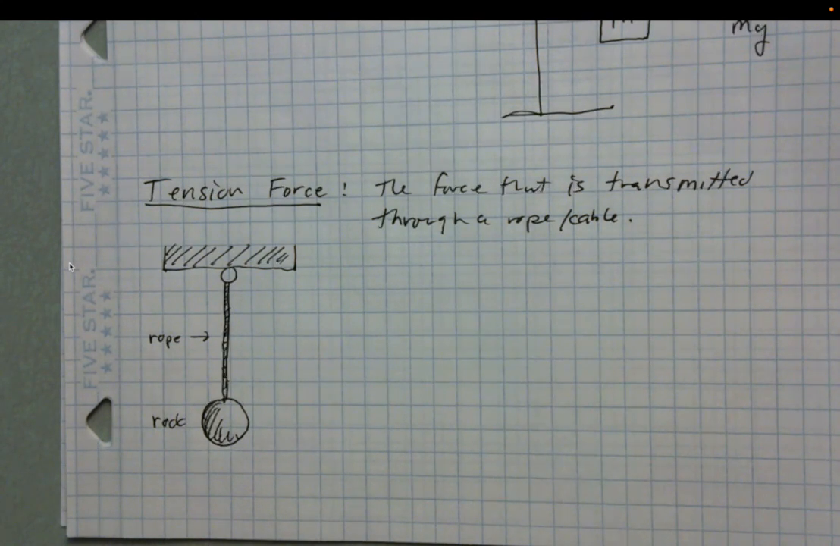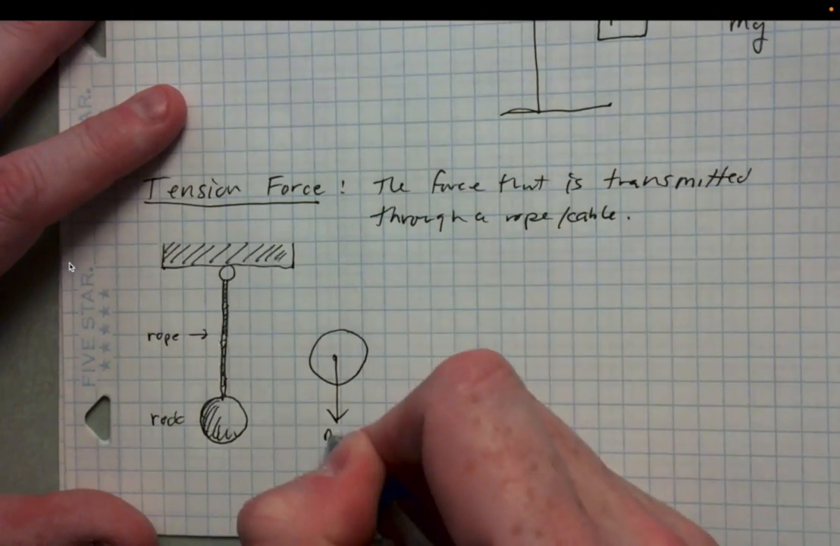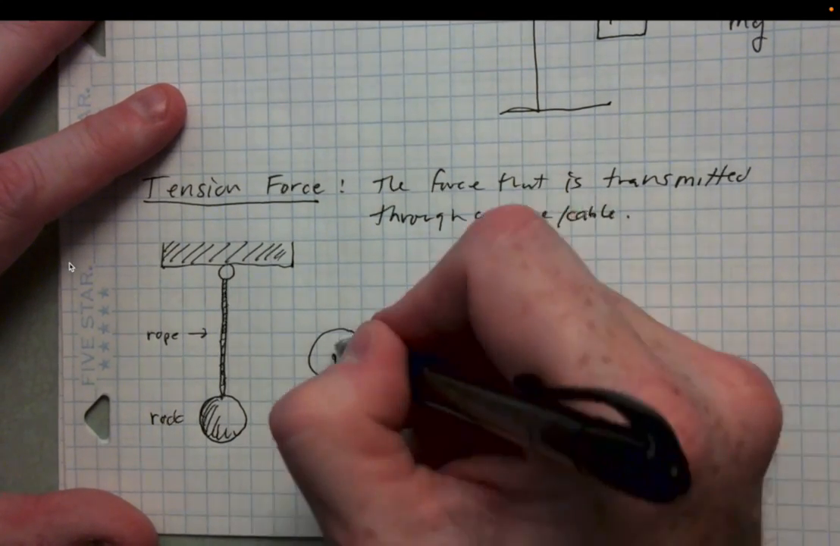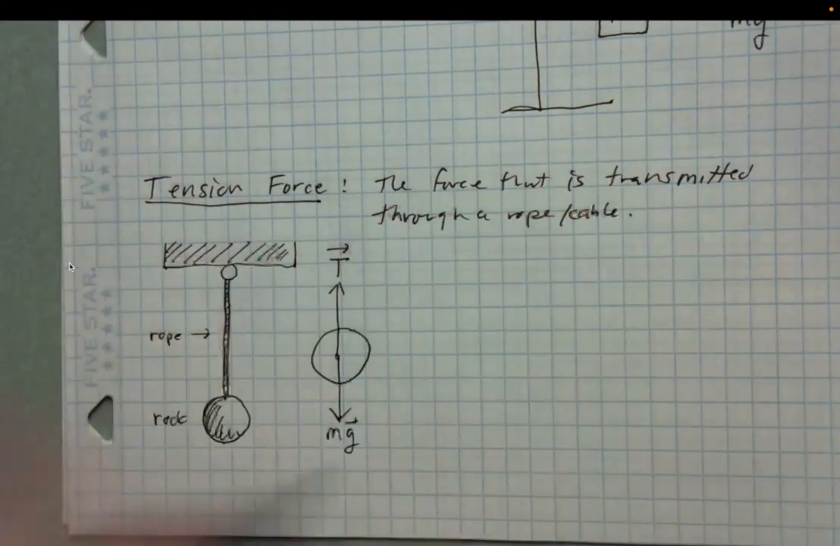Okay, and so if we suspend the rock from a ceiling like this by a rope, then the rope is going to offset the weight of the rock and keep the rock from falling. It's kind of like the normal force in reverse, right? So here's my free body diagram. I've got mg, and that's being offset by the tension in the rope.